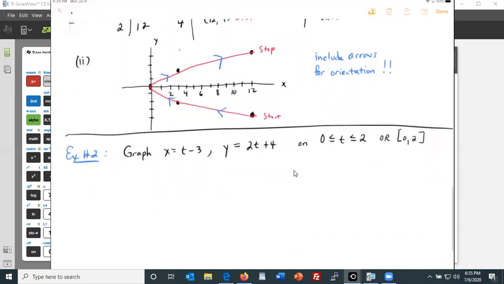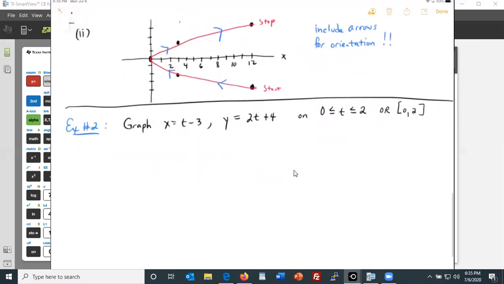So sometimes you get an interval, sometimes you get an inequality to tell you what t values you're going to be graphing. Now this table is going to be a little easier to construct because it looks like we're going to use 0, 1, and 2 for t. So t, x, y, and then paired x and y. So again, we're going to use 0, 1, and 2 because it's based on this interval here.